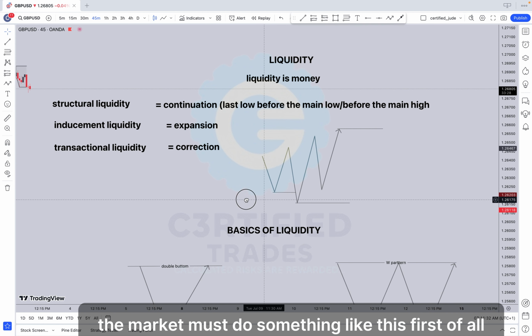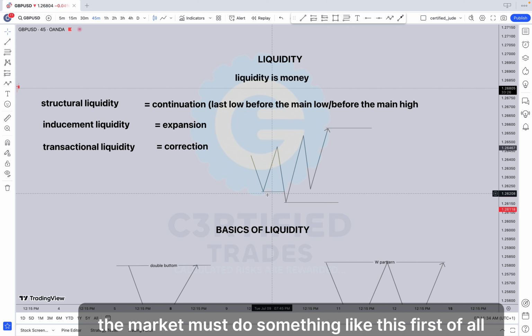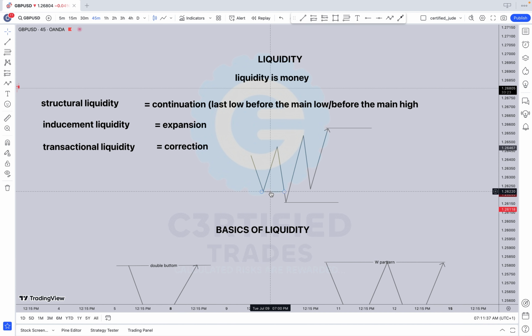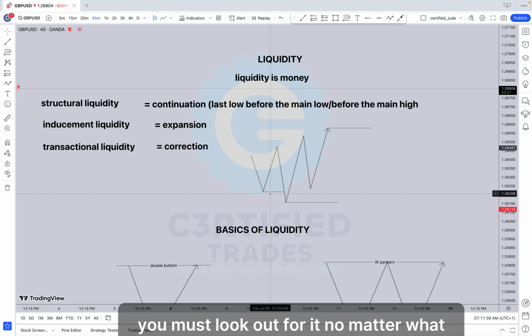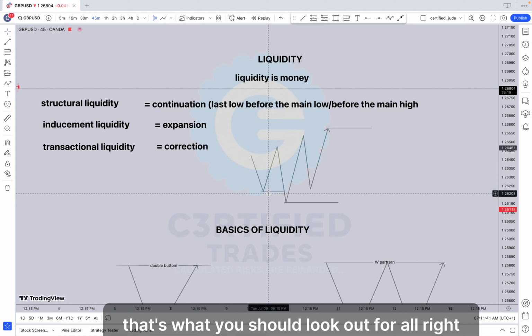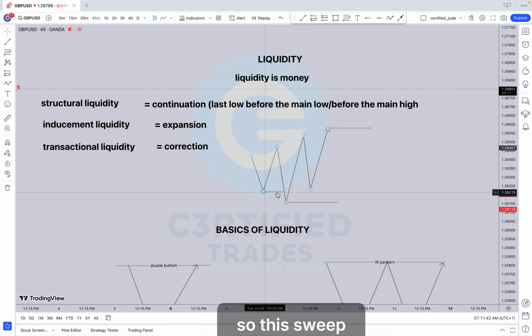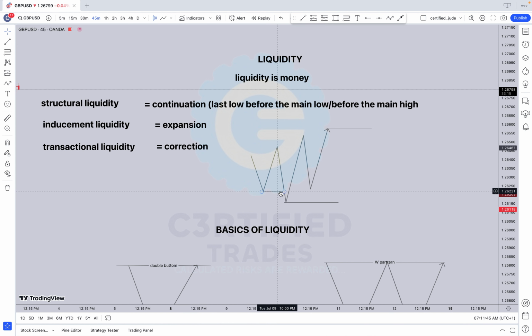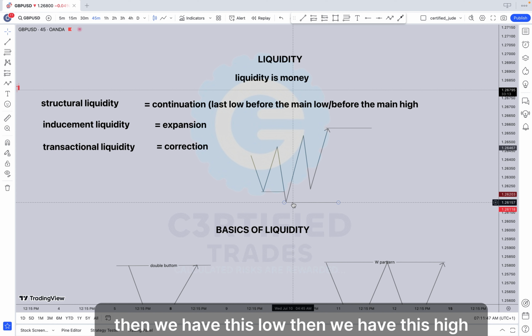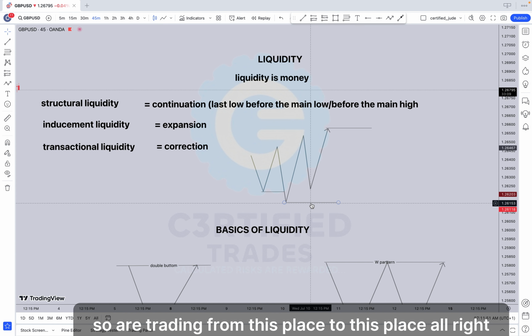The market must do something like this. First of all, this sweep, you must look out for it no matter what. That's what you should look out for. All right, so this sweep, then we have this low, then we have this high. So we are trading from this place to this place.